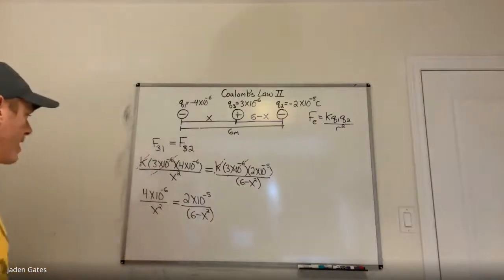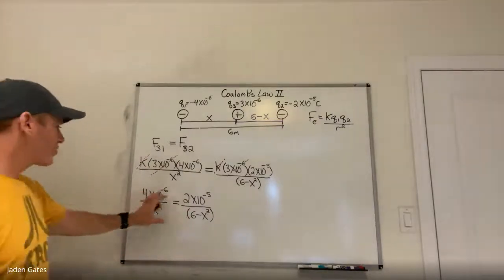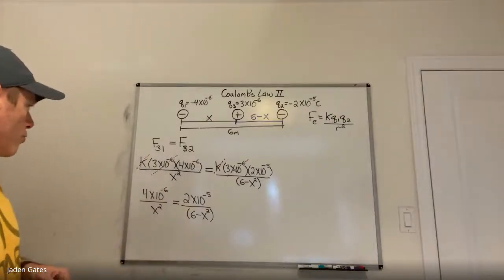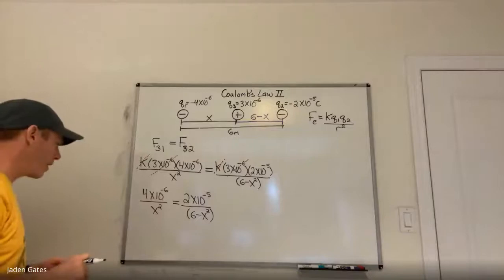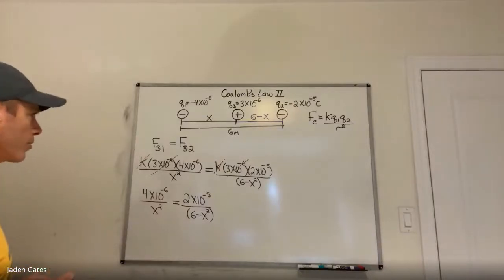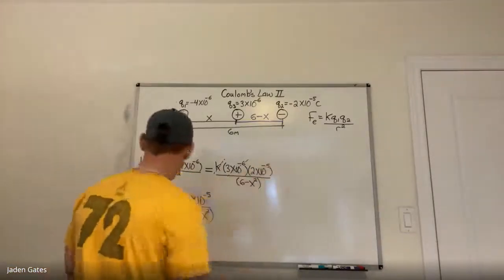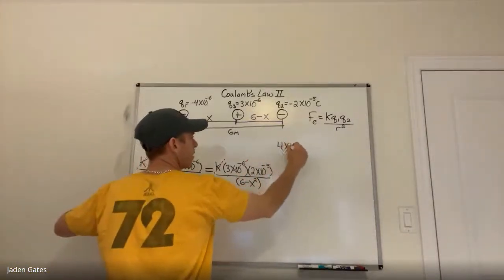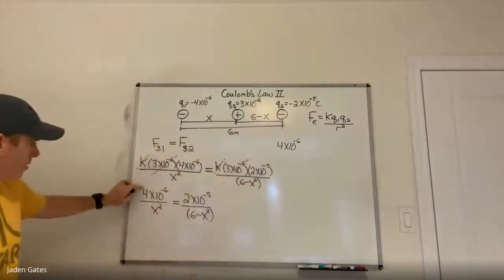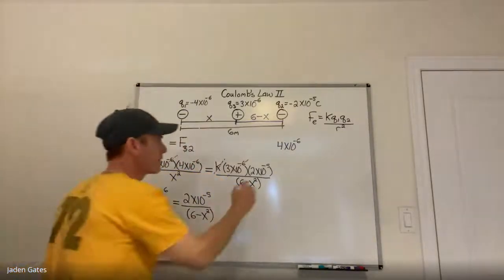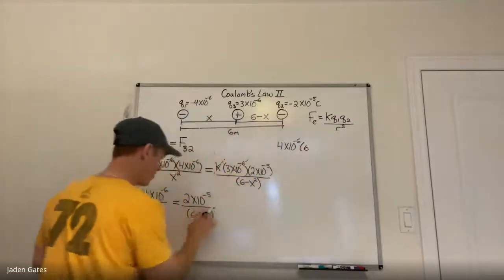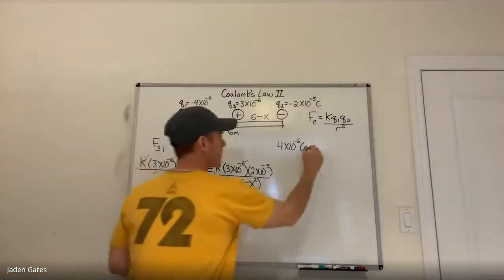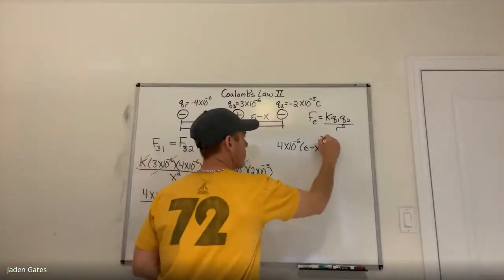All right, now I have a fraction equaling a fraction, and you know what I like to do here. So I am going to cross multiply. So what I'm going to end up with here, and I don't know where I'm going to put it. Let's go over here. So I'm going to have this 4 times 10 to the negative 6 right there times my 6, whoa, that should be 6 minus x squared. Whoa, watch out for that. 6 minus x squared, because it's all one term there.